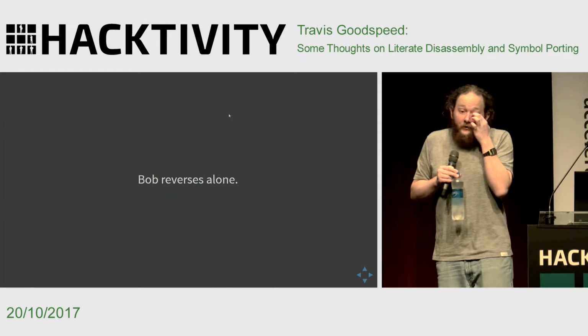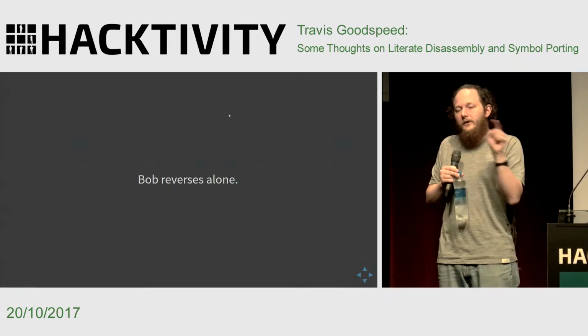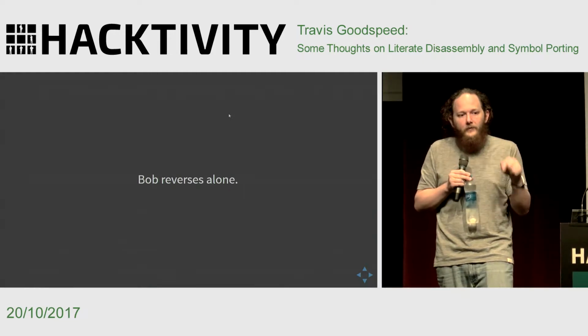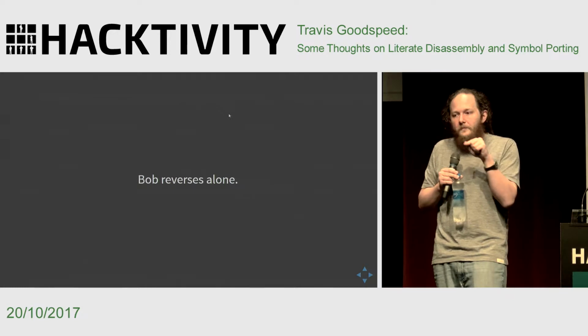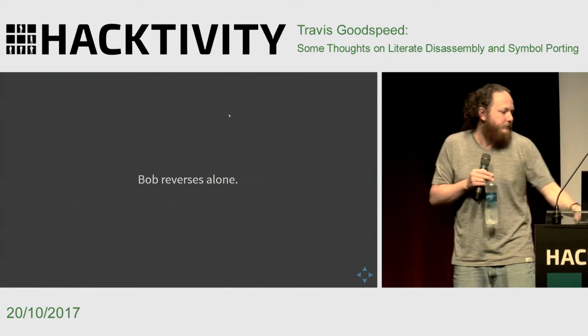So Bob is reversing alone. He has one machine, he's bouncing between different functions, and he's giving them names, and he's adding comments, and he's naming variables. But all of this information is wrapped up in his own IDA database.